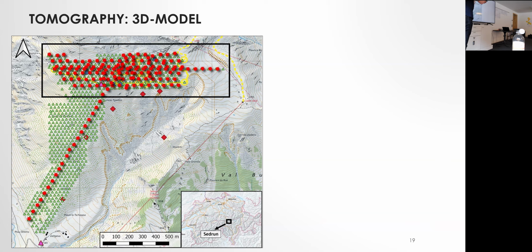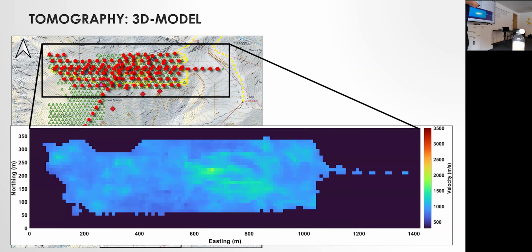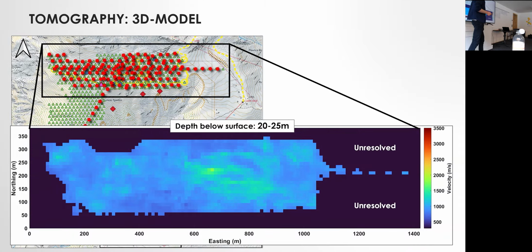And I would like to go through the model from top to bottom, so going through the different depth slices. I would like to start at a shallow level, at approximately 20 to 25 meters below the surface, where I only plot the model which is resolved, so the darker or black part around is unresolved because it's not sufficiently covered by rays. And if you look at the resolved model, you already see clear lateral changes.